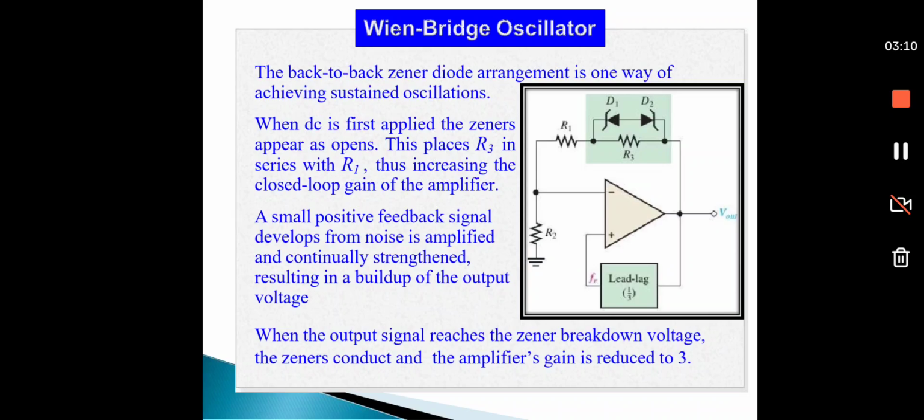One method of maintaining sustained oscillations uses back-to-back Zener diodes. Initially, the Zener diodes behave like open circuits. This increases the amplifier gain, and small noise signals are amplified continuously. The output voltage gradually builds up. When the output voltage reaches the Zener breakdown voltage, the Zener diodes conduct and the amplifier gain reduces to 3. Thus, stable oscillations are obtained.